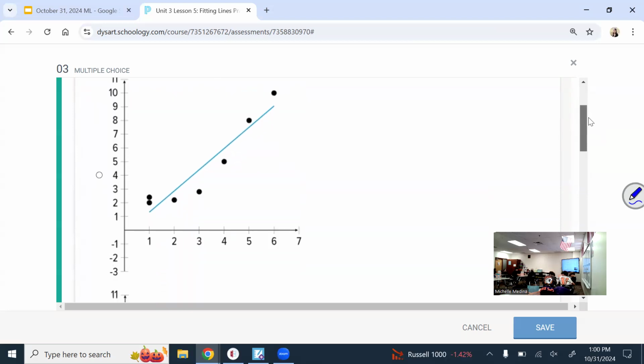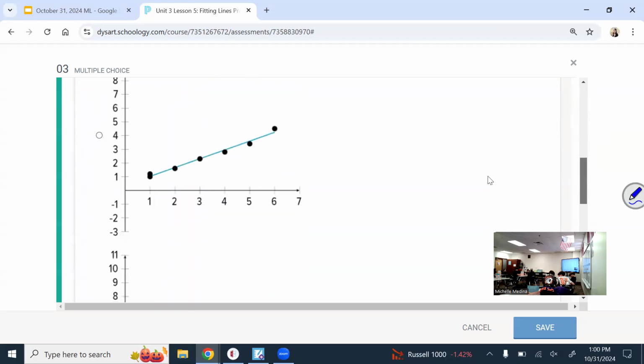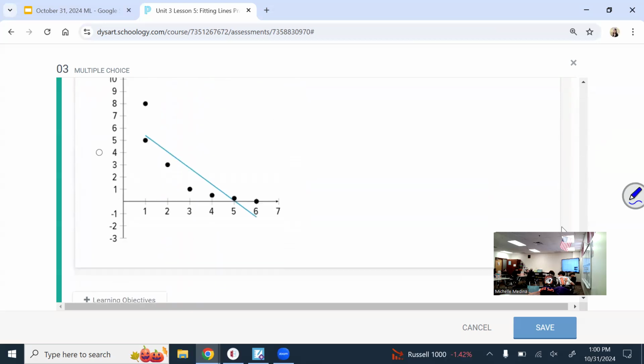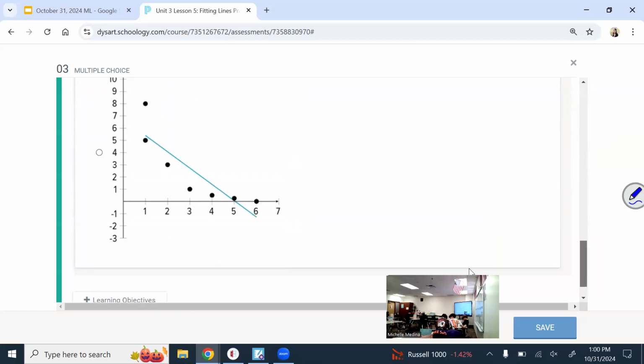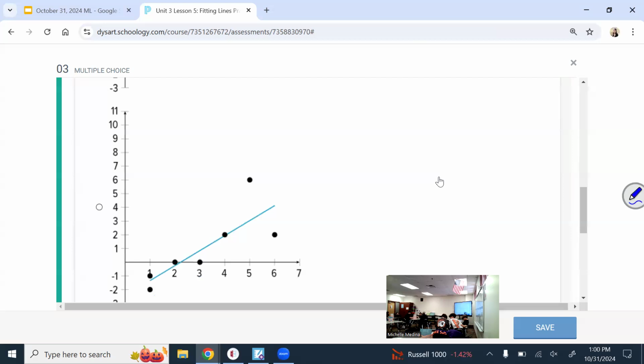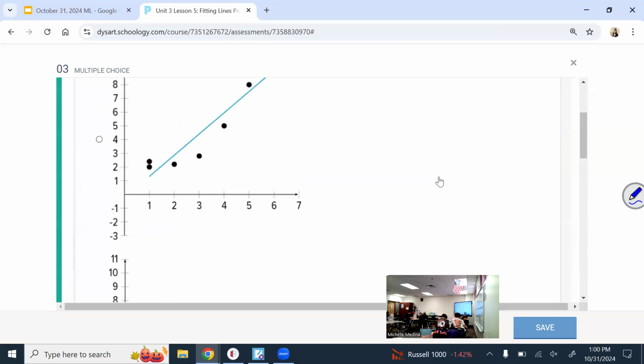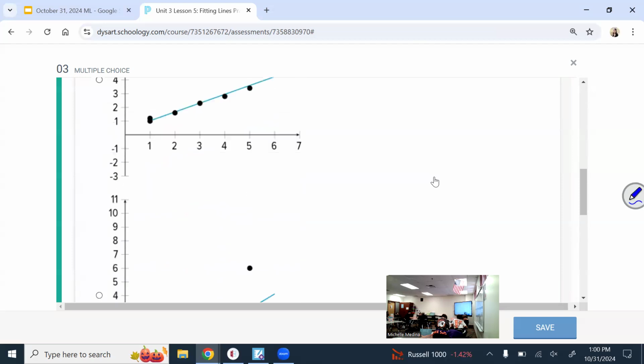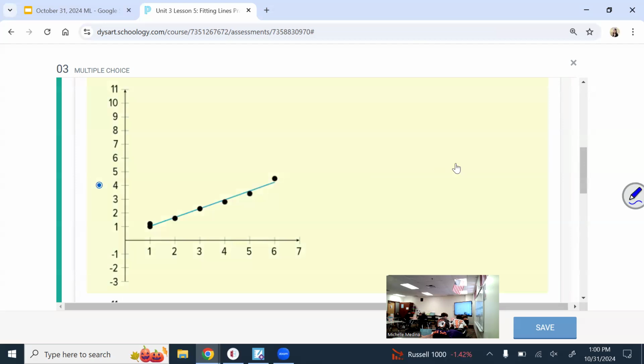All right, so there's A, B, C, and D. So out of these, which one has it where the data points are really close to the line? B. Ideally, we'd have them all perfectly centered on the line. So the more that it is that way, the better the fit is.